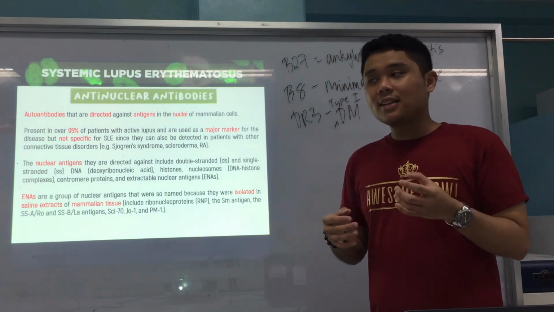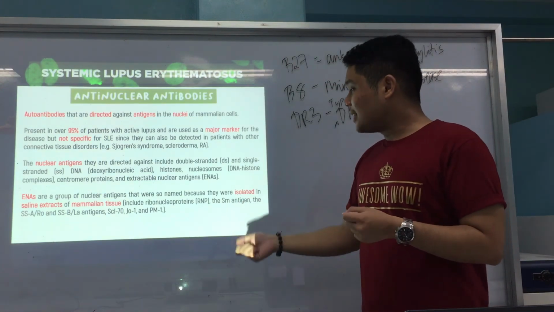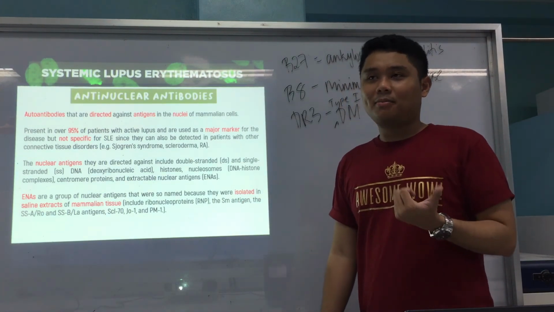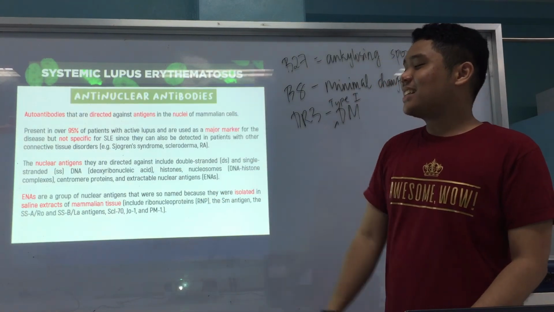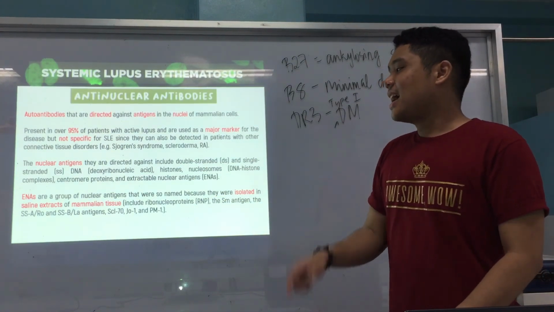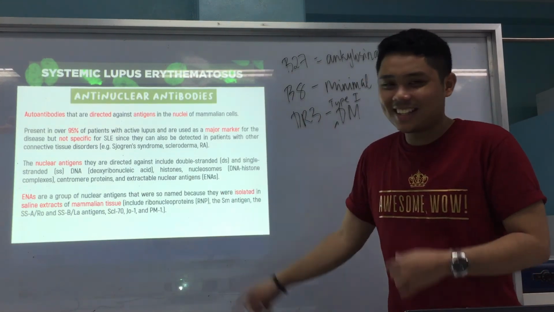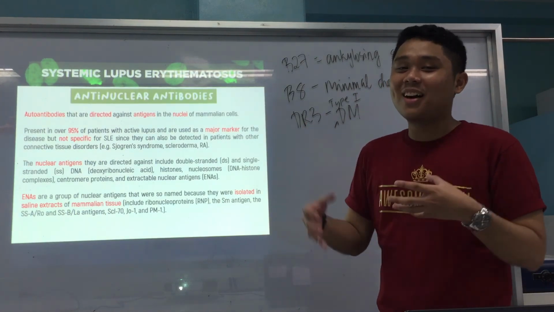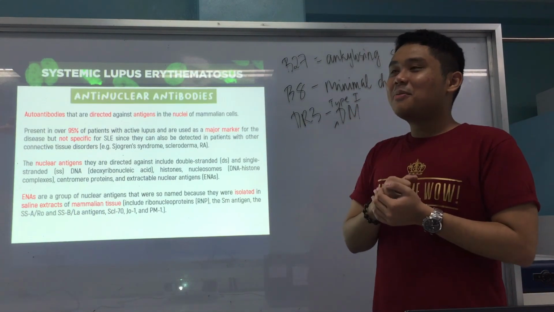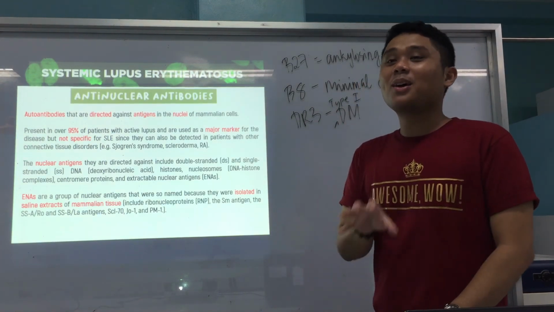And these can be in the form of your ribonuclear proteins, the Sm antigen, the RNP antigen. Hi, Dr. Mark, you're not funny. You have SSA-Ro, SSB-La, and Scl-70, Jo-1, and PM-1. Okay, so these are extractable nuclear antigens.